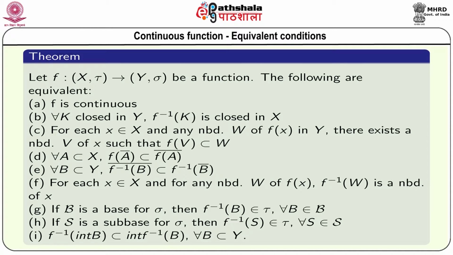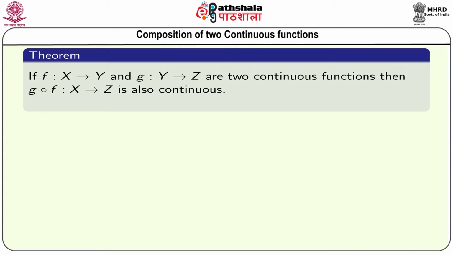Finally, the last equivalent condition in this list is: f inverse of interior B will be contained in interior of f inverse B for all B subset of Y. Now, we prove a simple result that if f is a continuous function from X to Y and g is a continuous function from Y to Z, then the composite function, that is g composed f, which is from X to Z, is also continuous.